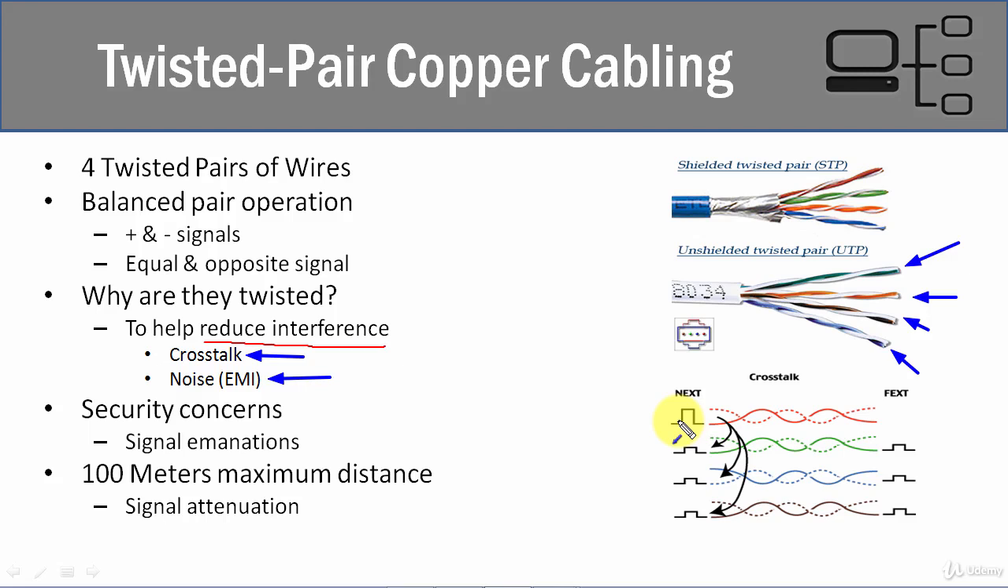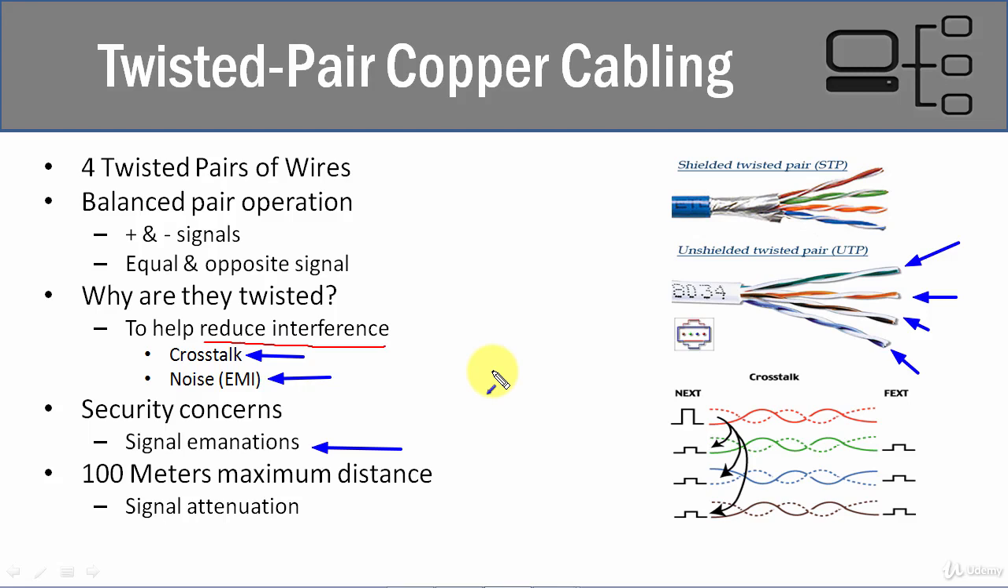Now, there's a security concern with this type of cabling, and that has to do with the EMI. When you have this type of cable, it can emanate electronic signals outside of this cabling, and that's what causes EMI. Well, when that happens, hackers, if they're good enough, can actually pick up on that EMI and those signal emanations and try to pull data off of it. So there are security concerns when you use this type of cabling in a networking environment.